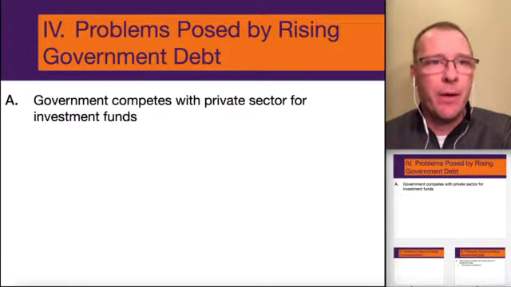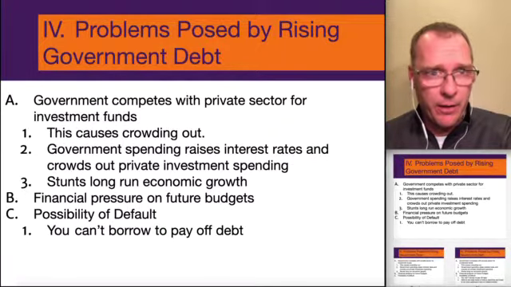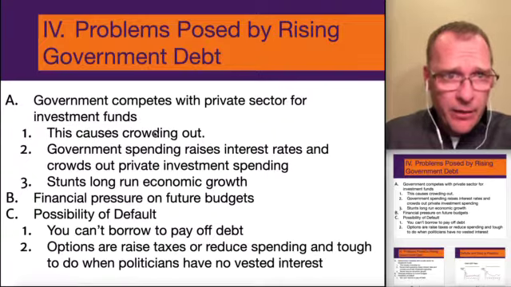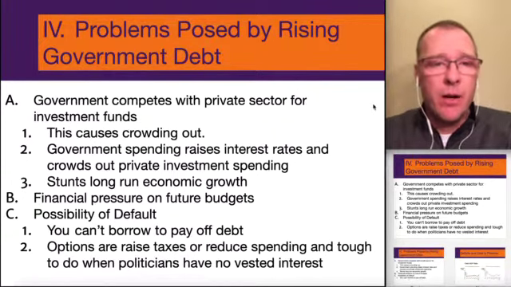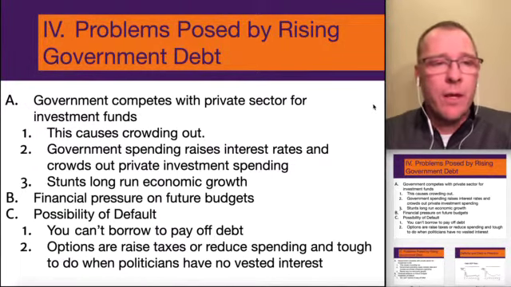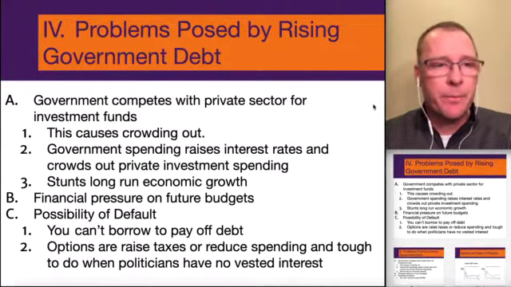Problems posed by rising government debt. When the government decides to compete with the private sector, we get that crowding out effect. And as that crowding out happens, just remember that means that businesses aren't able to borrow as much as they would have liked to, because the government is doing the borrowing, or the government is taking that money and driving up some of those rates.